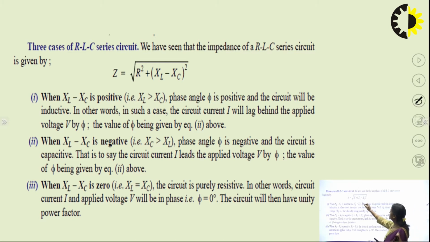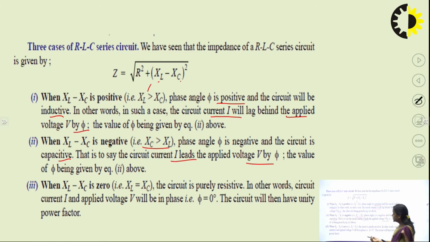Here the equation has XL minus XC. In the first case, XL may be greater than XC. If XL is greater than XC, then the phase angle will be positive and the circuit will be inductive. In such cases the circuit current I will lag behind the applied voltage V by phi, because if it is inductive, the current will lag. In the second case, XC is greater than XL, so the circuit will be capacitive. Here the current will lead the applied voltage by angle phi.